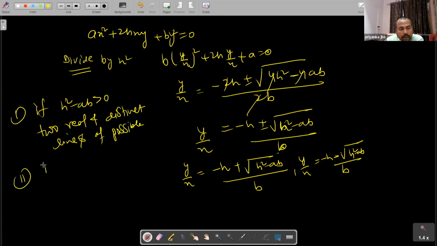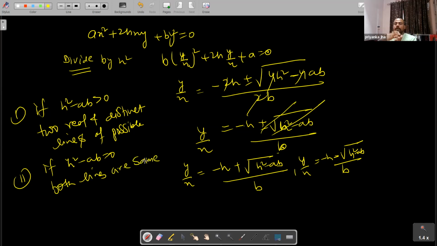But if h square minus ab becomes 0, suppose this is 0, so this part is gone. If this part is gone, it means that y by x is minus h by b. It means that both lines are the same, one over the other. So coinciding. Delta is equal to 0.